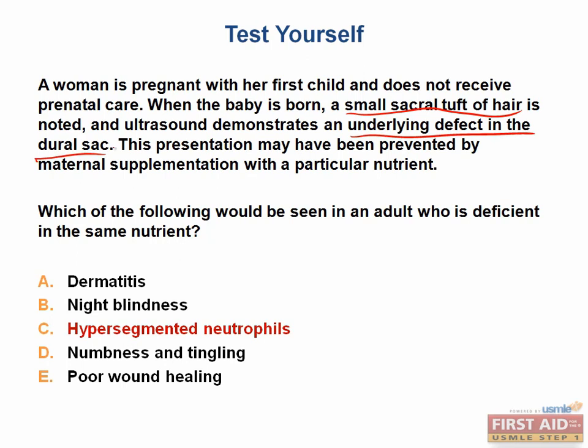Now, once you've made the diagnosis of spina bifida, you then need to remember which particular nutrient is given to mothers in an effort to avoid neural tube defects. The answer to this is folic acid. Folic acid is given as a supplement to mothers and reduces neural tube defects by 80%. This leads us to the final part of the question, which is what would be the effect of a folic acid deficiency in an adult?